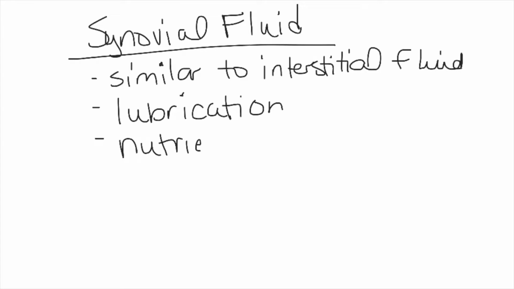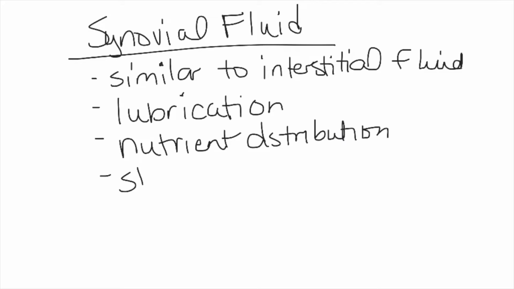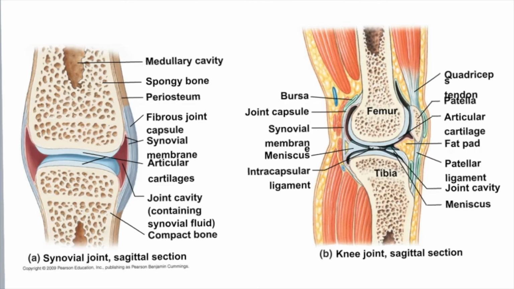9-1 is the diagram name. So on here you can see the fibrous joint capsule right here. So that's on the outside, right? There's the fibrous joint capsule on the outside. And then on the inside is that synovial membrane. So that's on the inside there. So this is the knee, right? So we can see this is the femur up here, and this is the tibia down here.